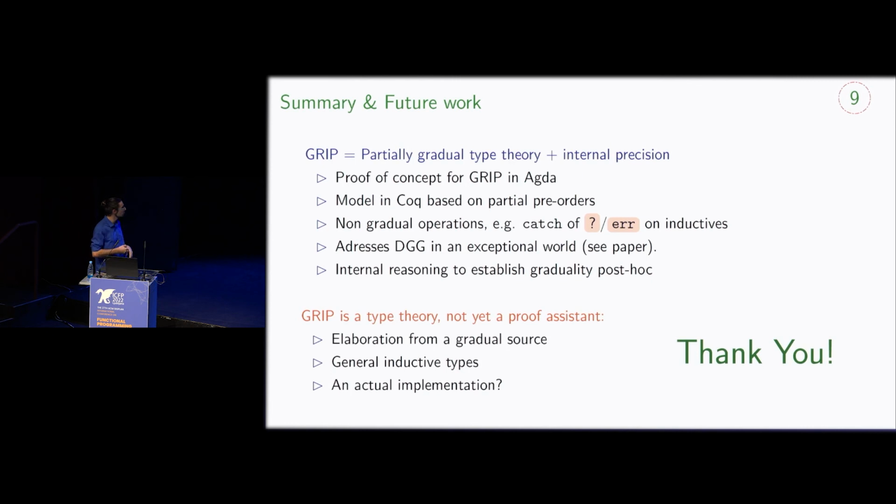So for future work, we would like to have elaboration from a gradual source. Right now, we are working only with a cast calculus. And we would like to have more general inductive types, maybe an actual implementation from this source language, but this will have to wait for another time.